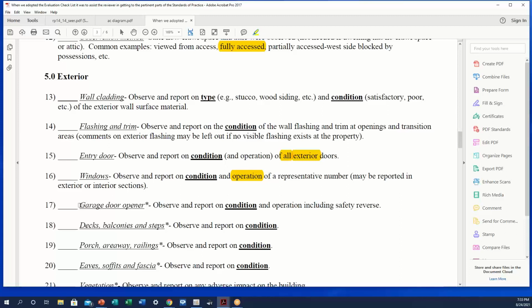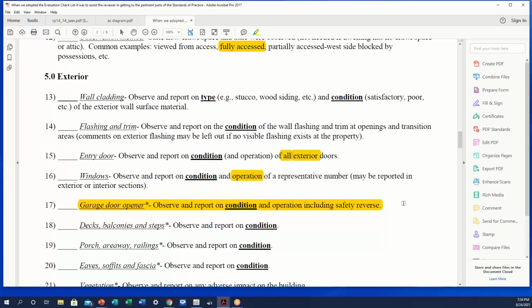Garage door opener. This whole thing's going to be changed if things come about here. Right now, this is in report writing for the state, and they want to change this requirement for the garage door opener. So it says here, observe and report on the condition and operation, including safety reverse. Okay, now, safety reverse means what? The photo eyes where you walk in front of it and it just pops up? Or does it mean that you have to check it for reasonable resistance and then it reverses if it hits that? Which one is it?